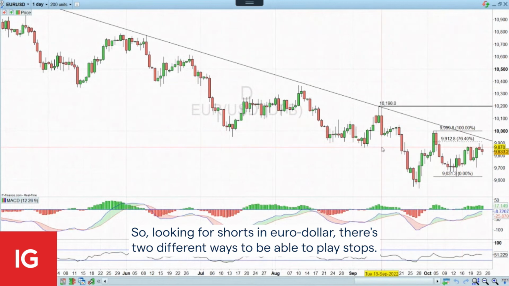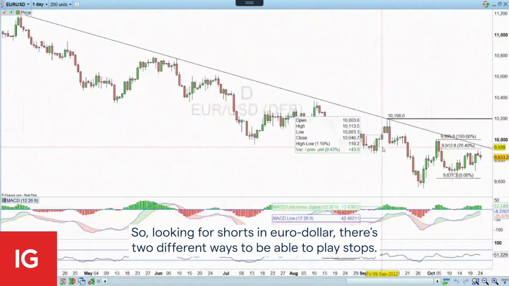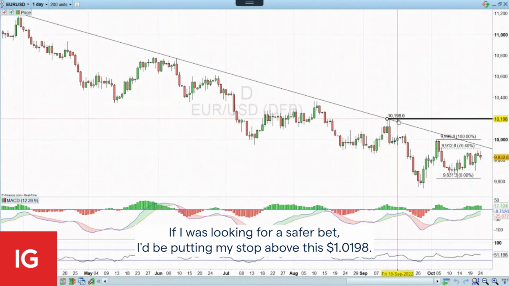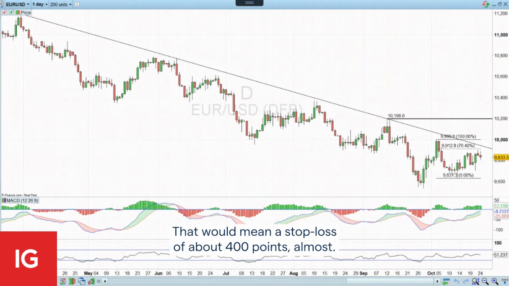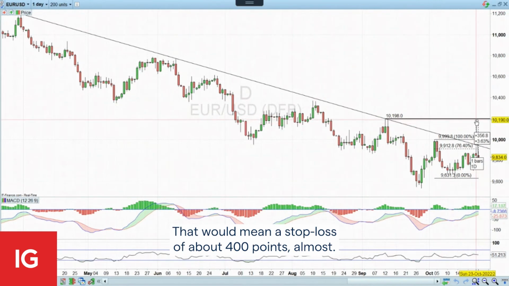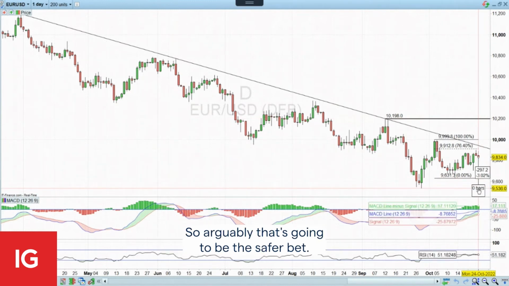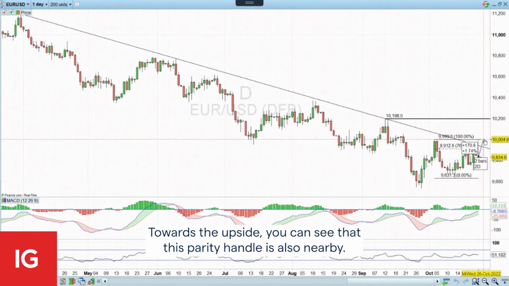So looking for shorts in the euro dollar, there's two different ways to be able to place stops. If I was looking for a safer bet, I'd be putting my stop above this 101.98. That would mean a stop loss of about 400 points almost. Towards the downside, you're looking at about 300 points here. So arguably, that's going to be the safer bet. Towards the upside, you can see that this parity handle is also nearby.